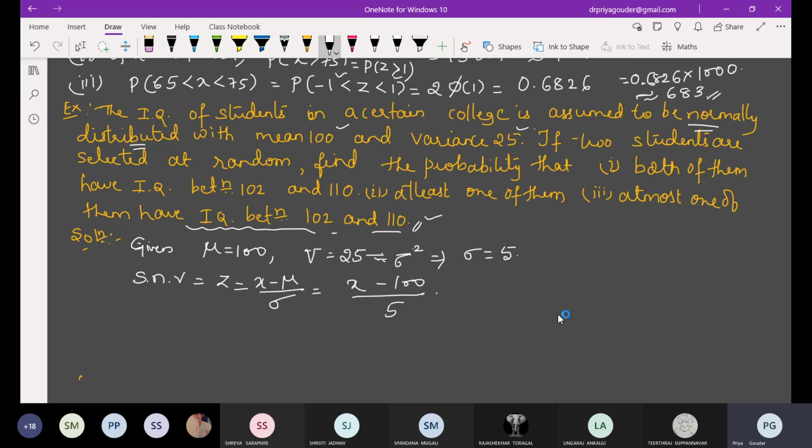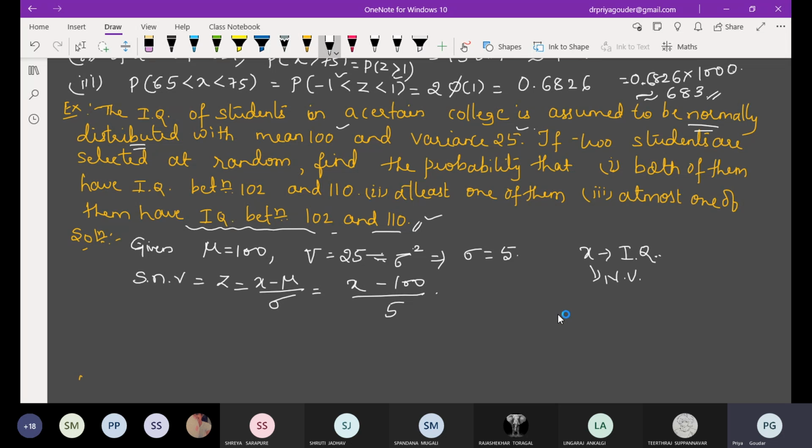Because IQ level is normally distributed, not the number of students. Are you getting the part? So X is depending on the IQ, and this X is now a normal variate. So we need to check with the IQ conditions given, and then find the corresponding value of Z, and we'll find the probability values.